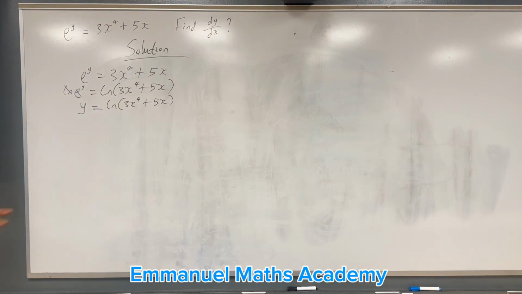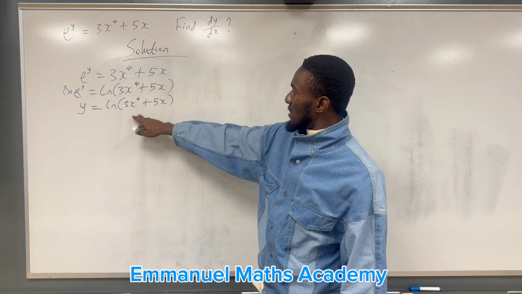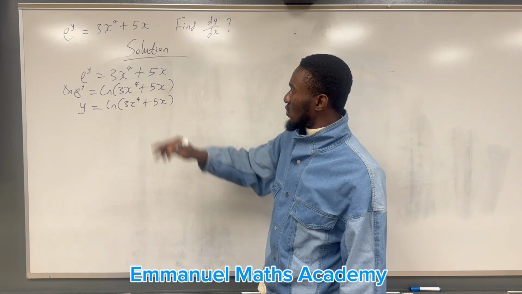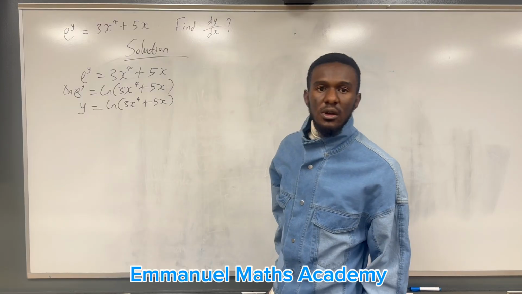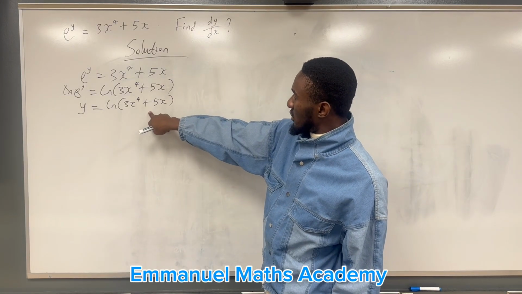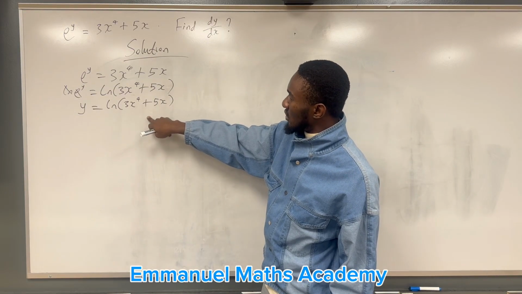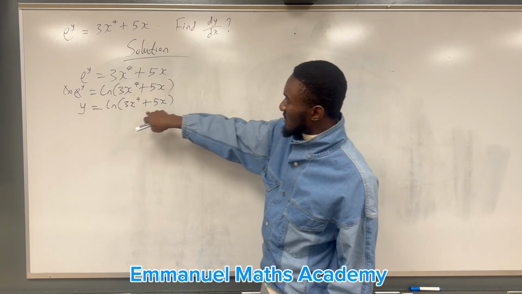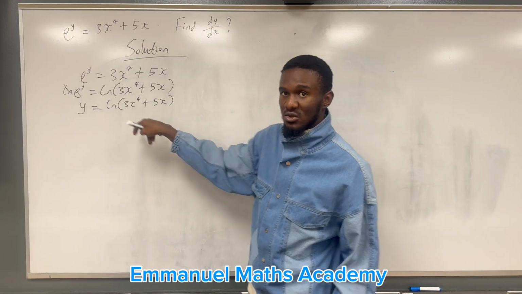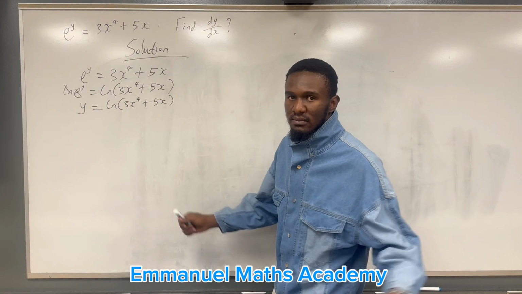So from this now, you use chain rule. You differentiate using chain rule, whereby you call this your u and call this your y is equal to now ln u. You now differentiate u with respect to x and now differentiate y with respect to u, and you multiply them together. That's all.